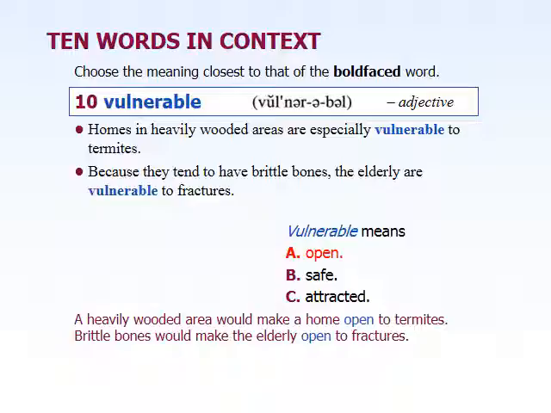So in the first example, it's saying homes in heavily wooded areas are especially vulnerable to termites. Termites are a kind of insect that eat wood. So if you live in a place where there's a lot of wood around you, there's going to be more termites. So it's more likely that your house will be open to being hurt by these insects. In the second example, it's saying when you're older, your bones are brittle, which means that they break more easily. They're not as solid as when you're younger. So they're vulnerable, or they're open to fractures, which means breaks of the bone.